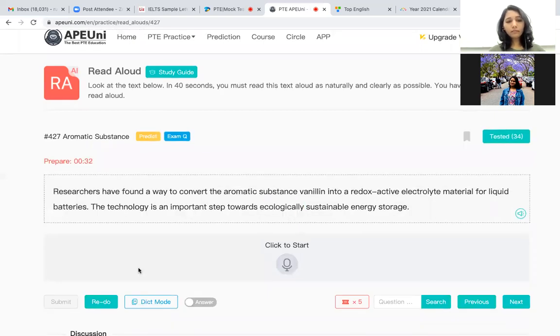Researchers found a way to convert the aromatic substance vanillin into redox electrolyte material for liquid batteries. The technology is an important step towards ecologically sustainable energy storage.